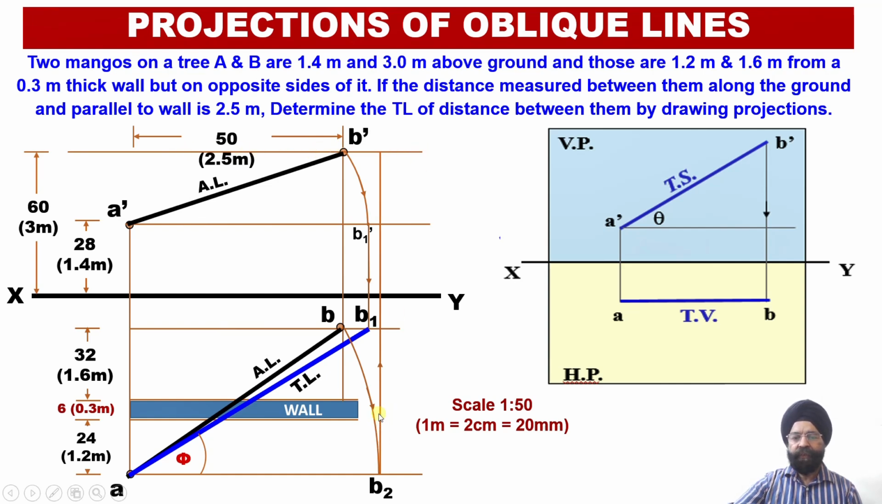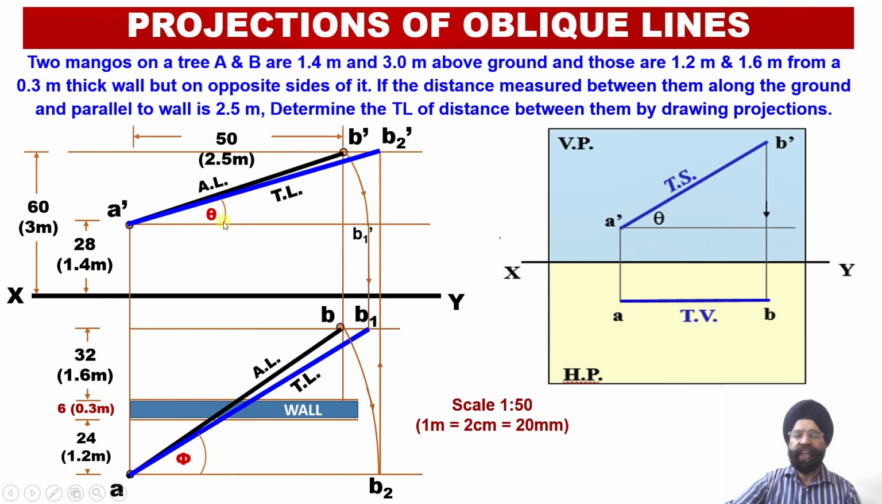Once we find the point of intersection of the vertical projector line drawn through point B2, we will be able to evaluate point B2 dash. Having evaluated B2 dash, we now join A dash with B2 dash using a blue color line. Blue color indicates it is a true length. We have been successful in obtaining the true length of the line.